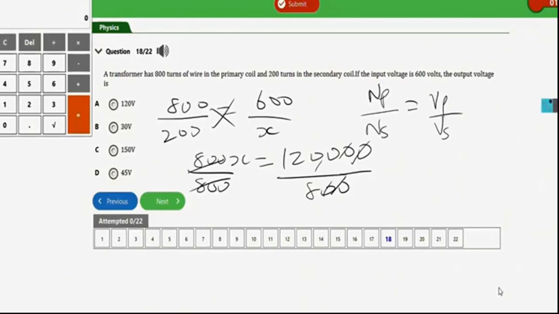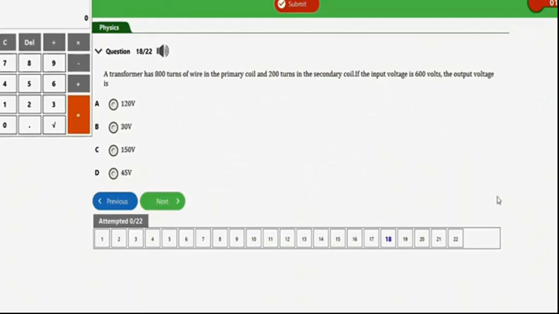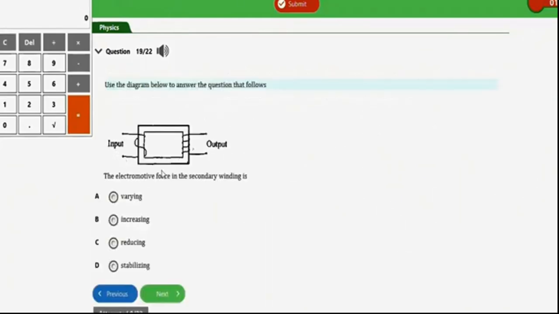So let's wipe this and solve the next repeated question. So the next repeated question will be this one. It says the electromotive force in a secondary winding is: varying, increasing, reducing, stabilizing. The right option is option B, which is increasing. Take note of this particular question as well, guys.